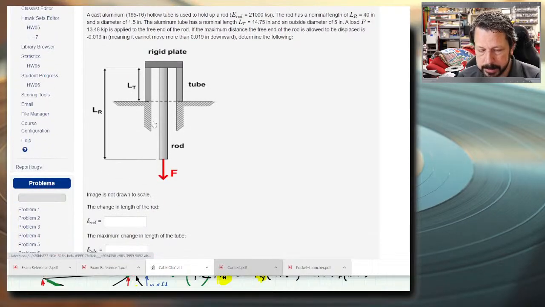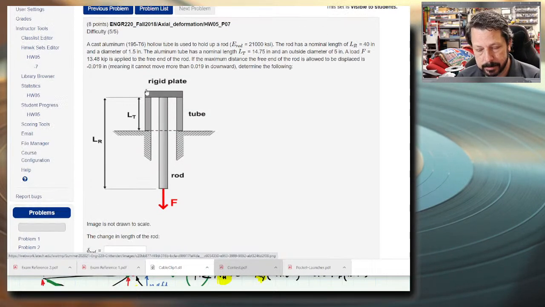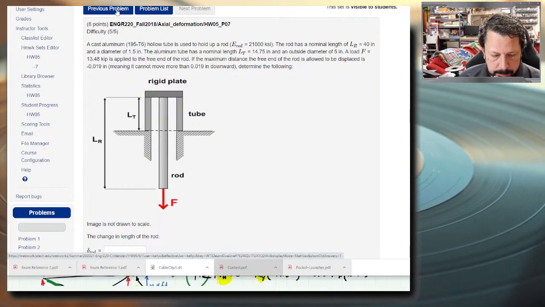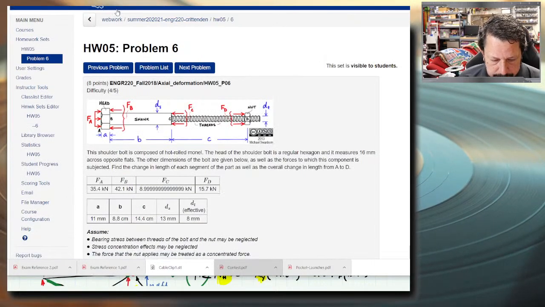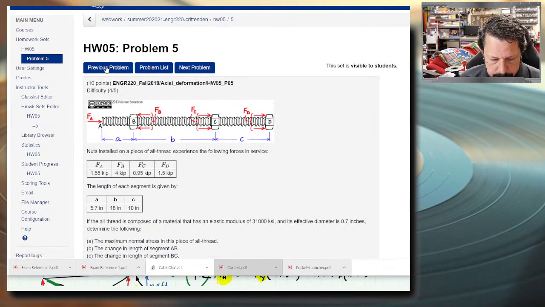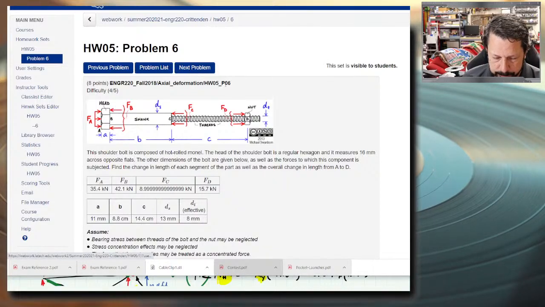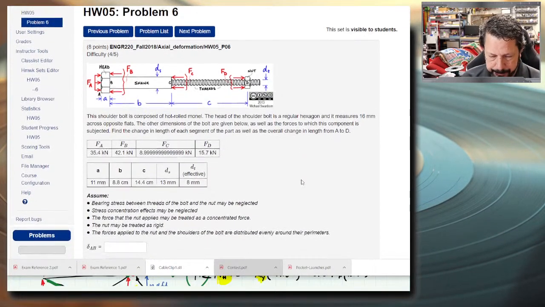That one is a little more advanced thinking here, because you have some overlapping compression and extension, you know, stretching. So let's see which one of these I want to do. I think either this one or this one give people the most problem. This problem 6 looks to be a little bit more involved. So let's work on it some.